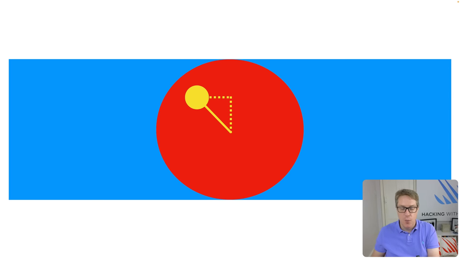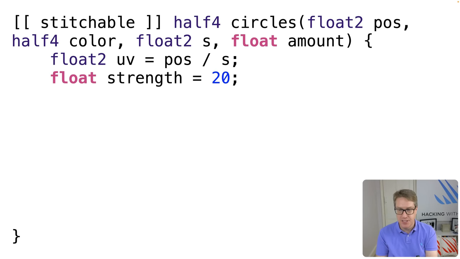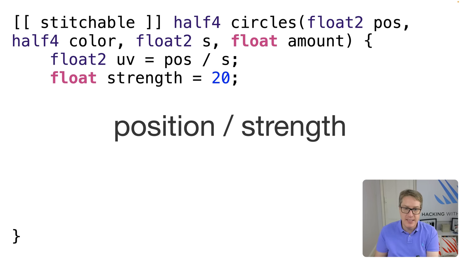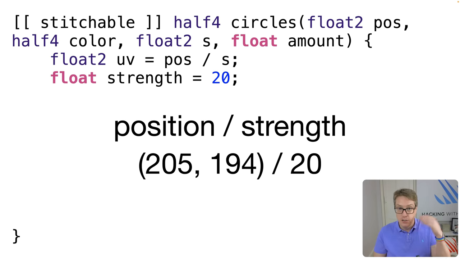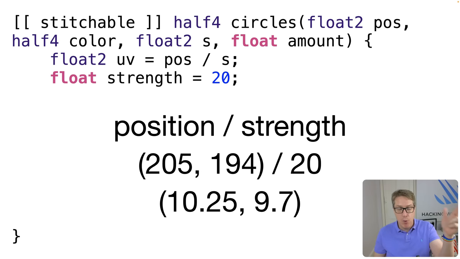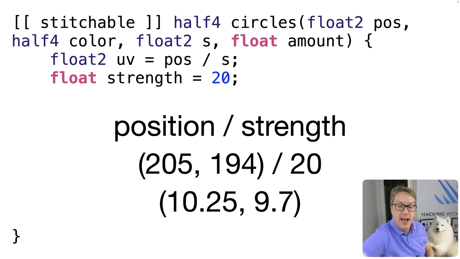It's actually fairly straightforward. What we're going to do is, back in our code again, we have our position, pos, and we have this strength value, 20. How big are our circles we're working with? And so we're going to take our position and divide it by the strength. So imagine position is something like 205,194. Our strength's 20. We're going to divide 205,194 by 20. And it'll say, okay, you are 10.25 circles across and 9.7 circles down. Now, all that information, we don't actually care about the 10 or the 9 part. We don't care how many circles we are across. We don't care how many circles we are down. We just care how much relative we are to the current circle.